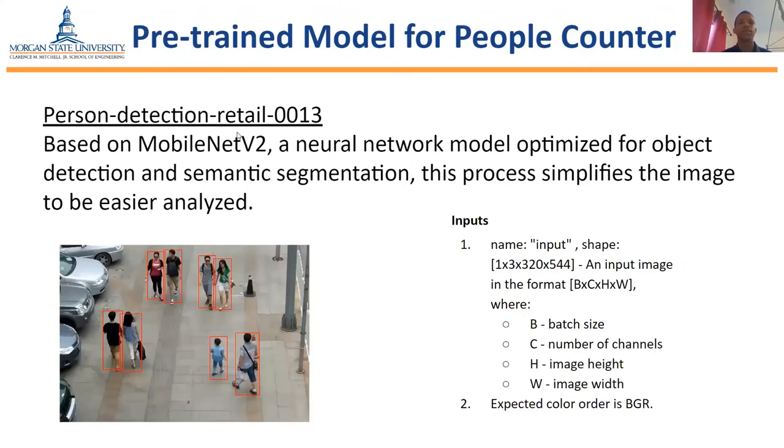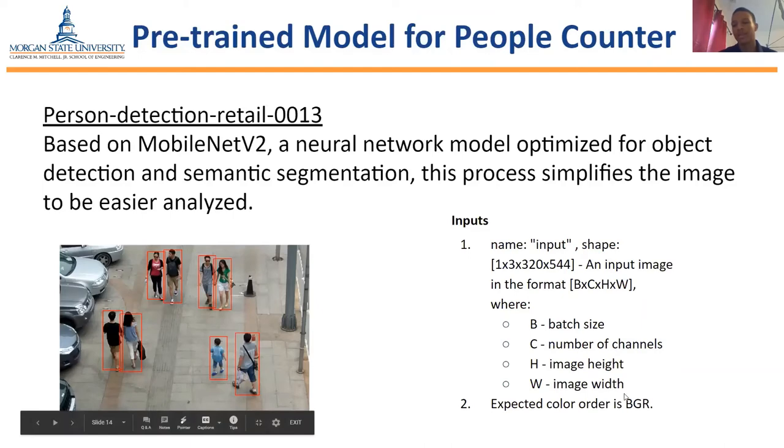Here we have the person detection retail network, and that is the model that we use for our people counter application. It's based on MobileNet version 2, and that's a neural network optimized for object detection and semantic segmentation. This process simplifies the image to be easier to analyze, and semantic segmentation just means that the background is being separated from the objects of interest. And here we have the format for the input into the model. Batch size, number of channels, 3 because it's a 3-color image, height and width of the image, and the expected order for this is BGR.